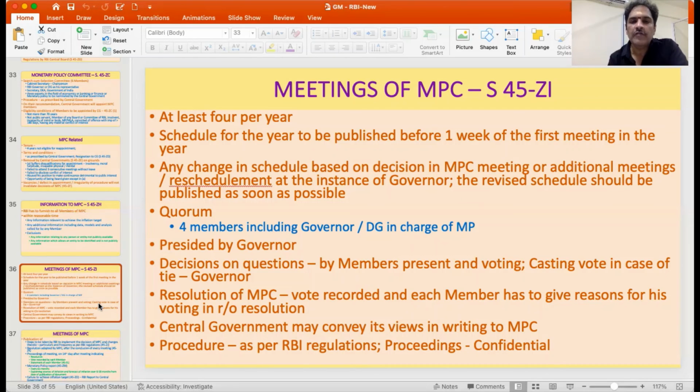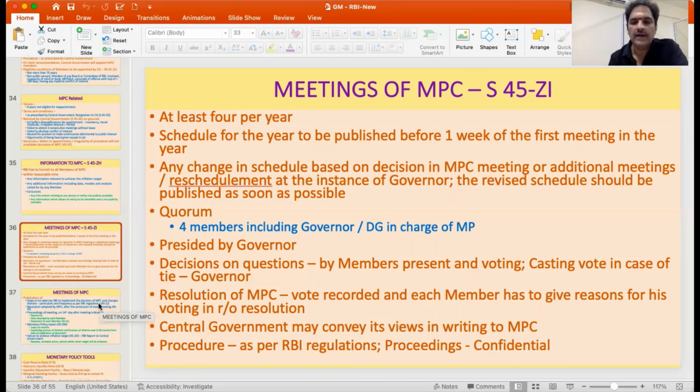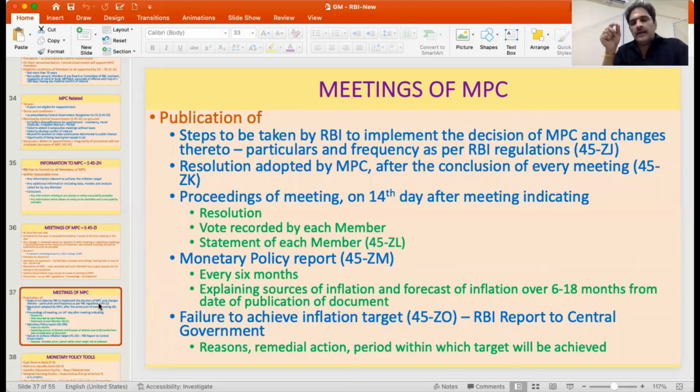Okay. Then the procedure of the meetings of monetary policy, etc., is supposed to be decided by regulations. Then transparency in terms of the meetings: on the day the monetary policy is announced, the resolution that has been adopted by the Monetary Policy Committee has to be disclosed. What is the voting? Then 14 days after the meeting of the monetary policy statement, a public press release is supposed to be given where the resolution that is adopted by the Monetary Policy Committee is given. Then the vote recorded by each member, and a statement by the member indicating why he has recommended that and voted in the manner in which he has voted.